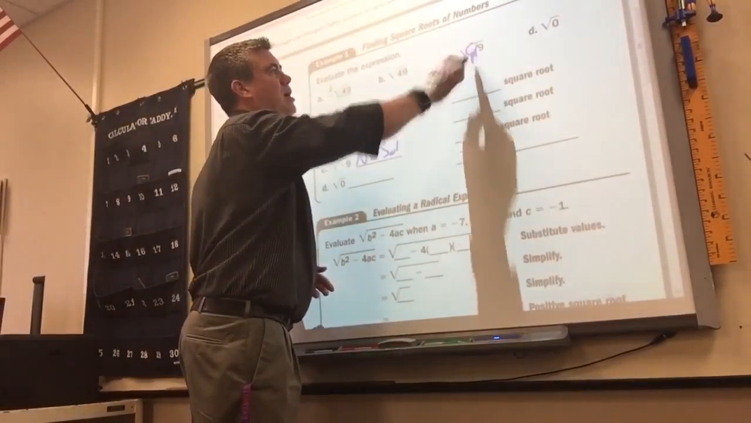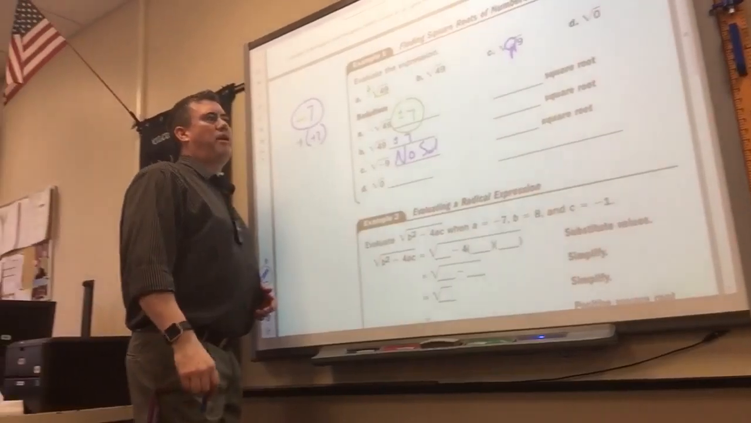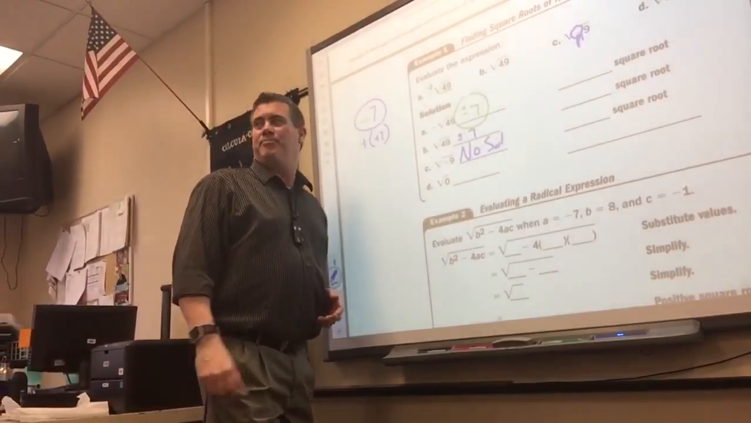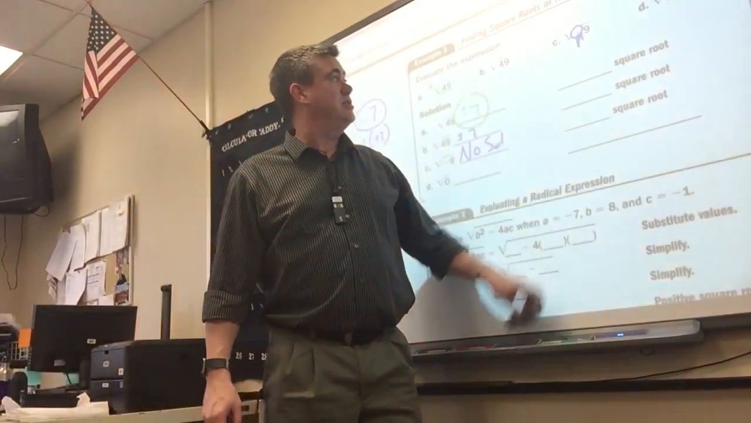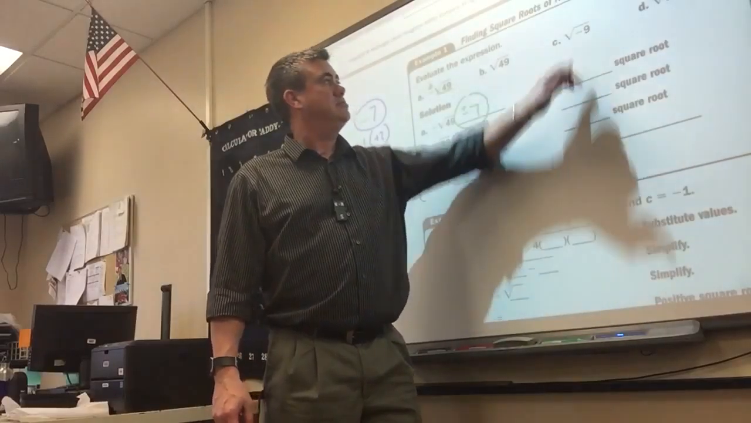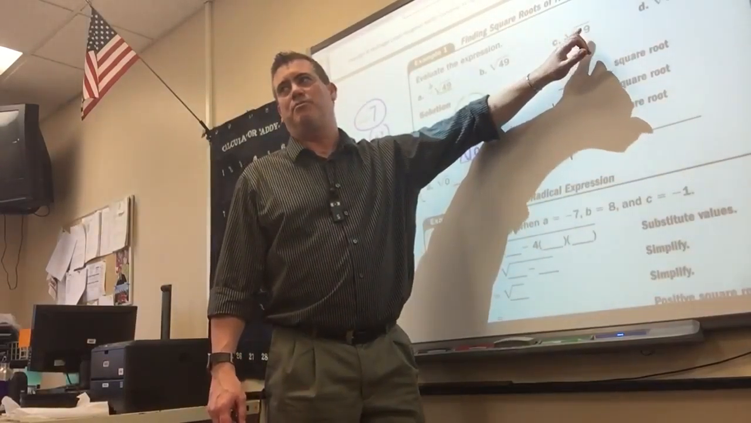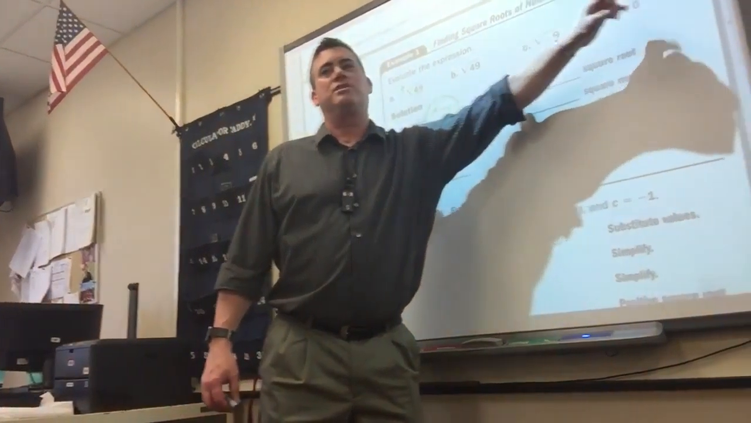No solution. Can't have a negative underneath the sign. Remember, you can't take anything times itself and get a negative. Square root of zero? Zero.